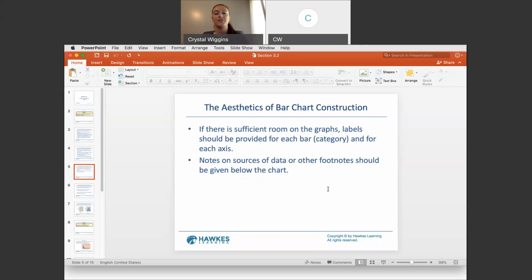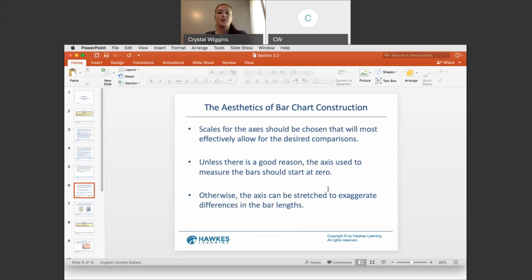So that's a very professional chart. If we are pulling data from a source on the internet, we would want to note where we got our data from. Okay, scales for the axes should be chosen that will most effectively allow for the desired comparison.